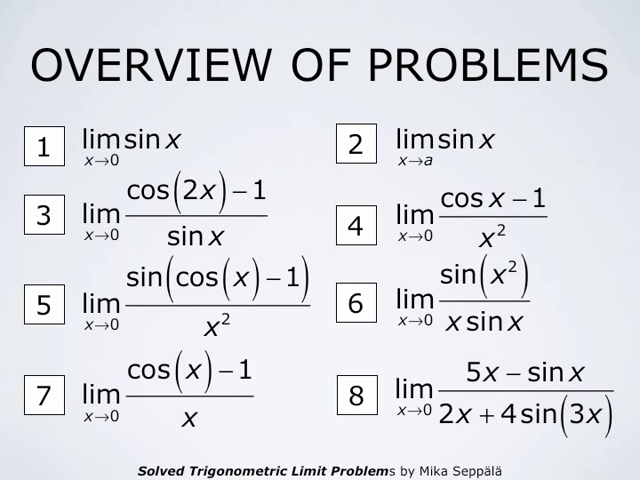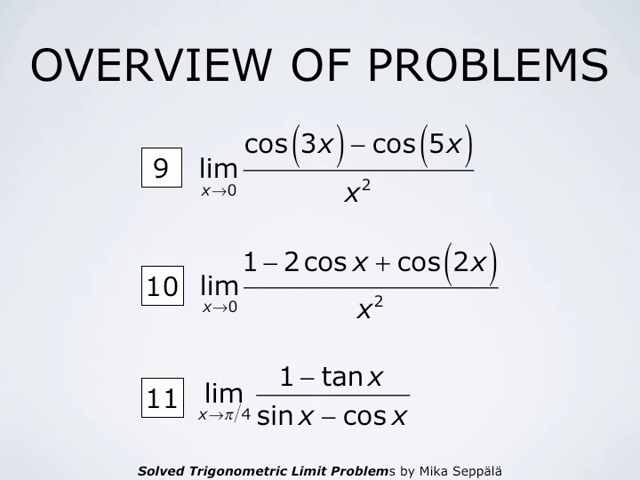Fifth, limit as x approaches 0 of sine evaluated at cosine of x minus 1 and that divided by x squared. Sixth, limit as x approaches 0, sine of x squared divided by x times sine of x. 7. Limit as x approaches 0, cosine of x minus 1 divided by x. 8. Limit as x approaches 0 of the quantity 5x minus sine of x, and that difference divided by 2 times x plus 4 times sine 3x.